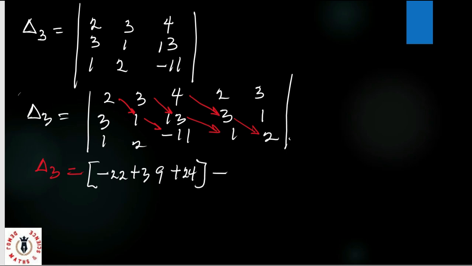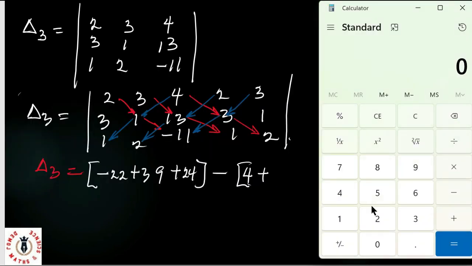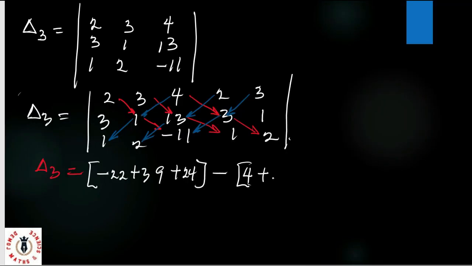Now let's pick the second set of the diagonals. Second, and obviously the third. Now this is the same thing as 1 times 4, that's 4, plus 2 times 2, 4 times 13, that's 52. And minus 11 times 3 times 3, that's minus 99.